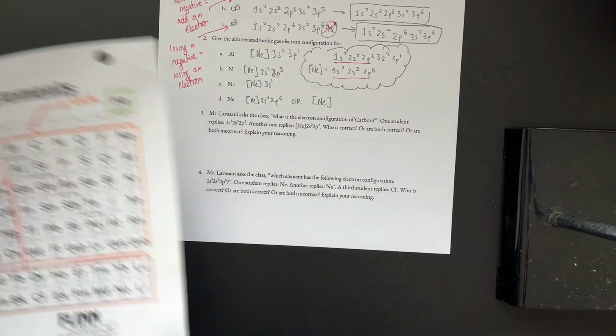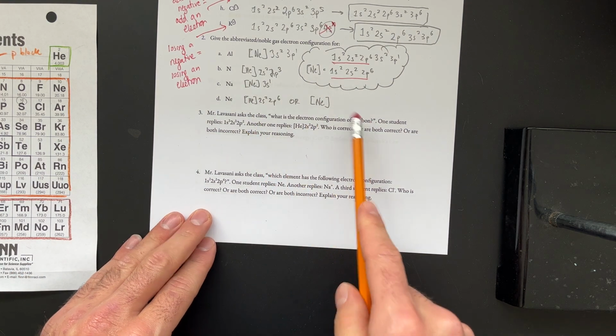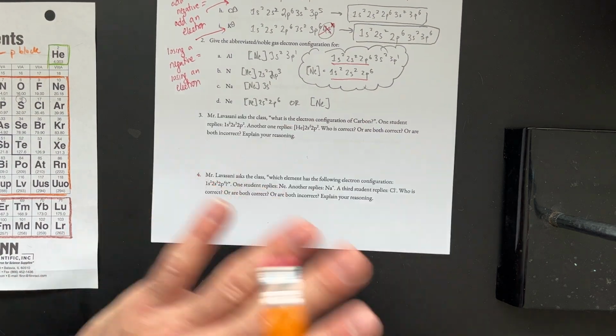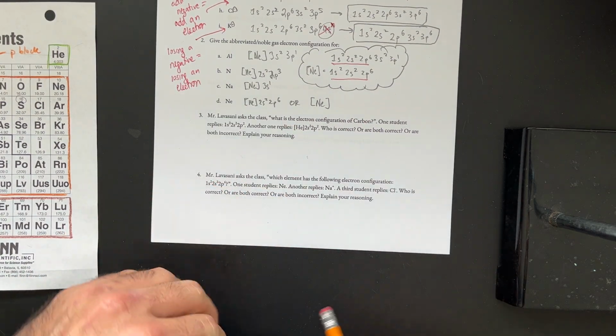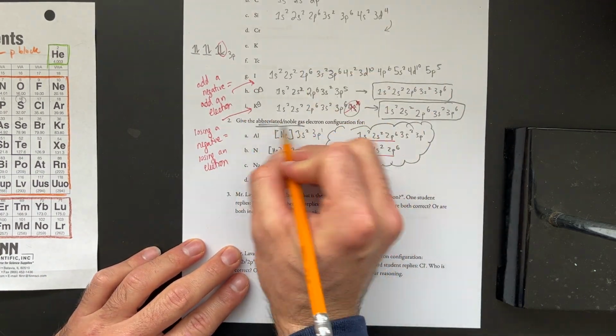Cool. Okay, so let's go on to some interesting ones, number 3 and number 4. These are kind of advanced level questions where it's like, okay, what is the electron configuration of carbon? Well, there are different ways of writing it. So if I asked you, hey, what's the electron configuration of carbon, and I'm not being specific, I didn't say what's the full. Right here I said full, and here I said abbreviated noble gas.